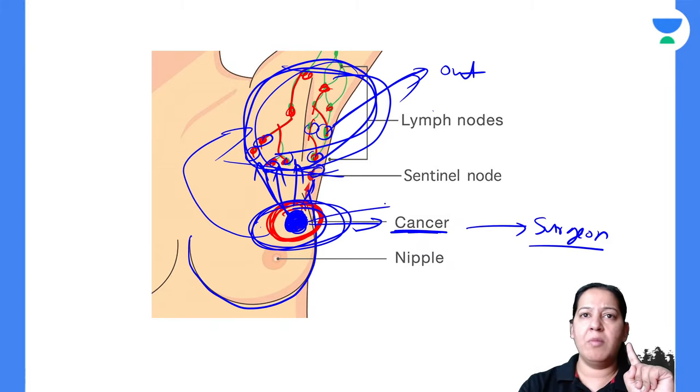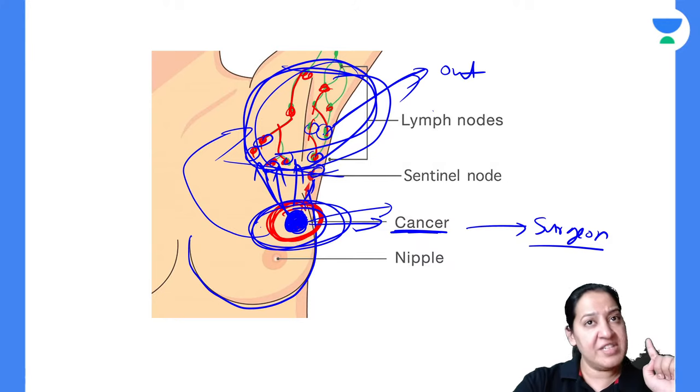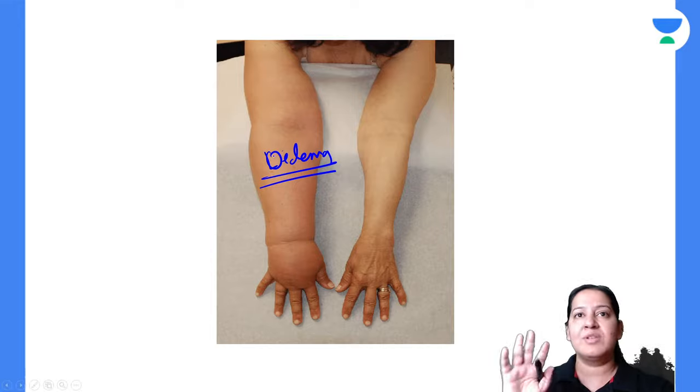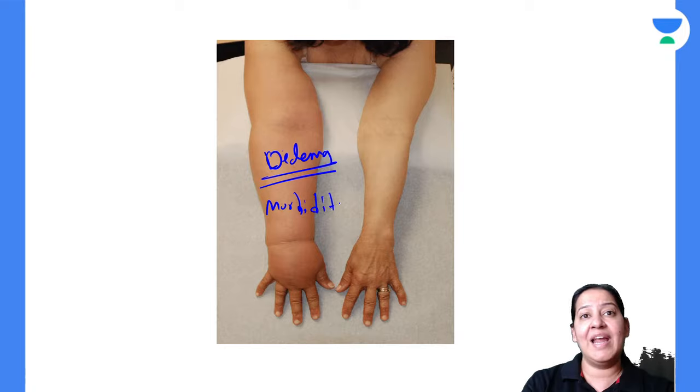We have to take the tumor out. There is no lasting effect of that, just an incision suture. But if we take the lymphatics out, you can have lymphedema in the future. That will remain throughout. So that is a morbidity which is occurring due to surgery, and the lady cannot avoid it.